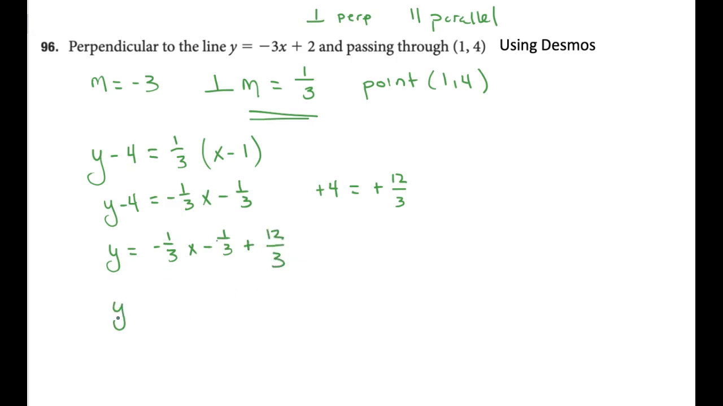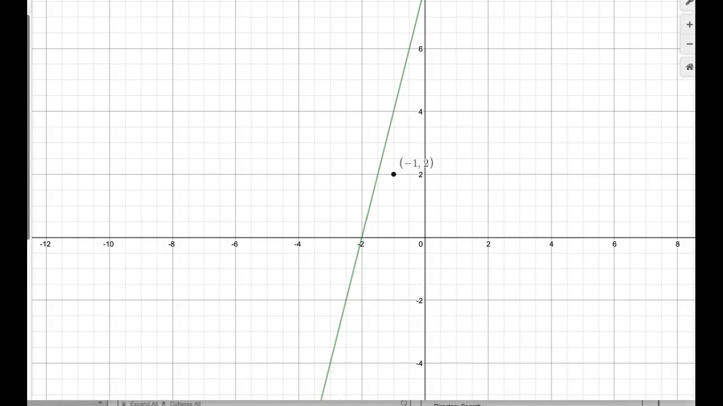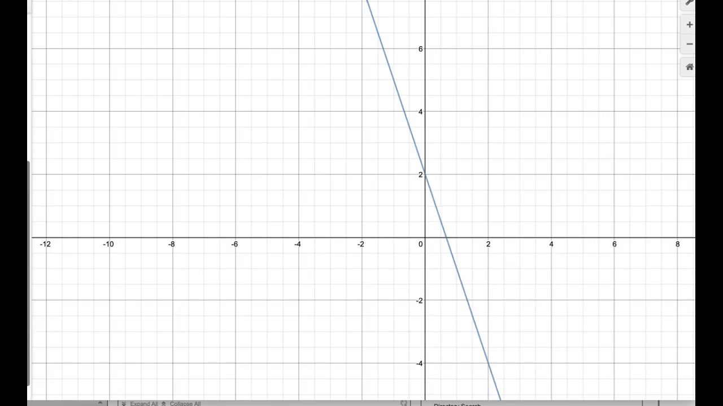So we get y equals 1/3 x plus 11/3. That should be the final equation that you get for the perpendicular line passing through (1, 4). And I'm going to show you that now. So let's get rid of those last ones, and we're going to look at the next one, number 96. So our original line looked like that.